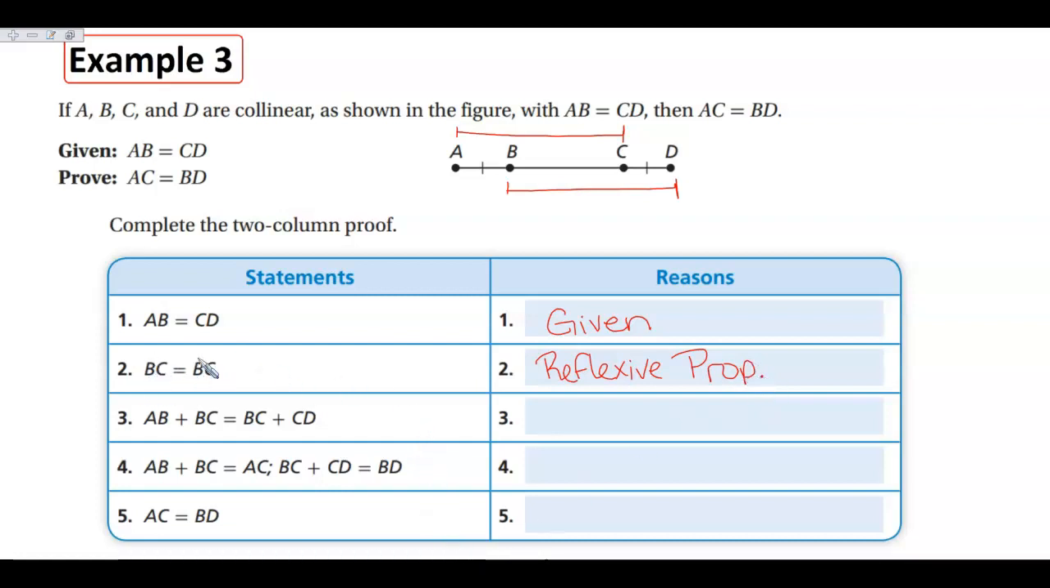Now, if I look at these two steps here, what did I do from this step here to get to this step here? What happened? Okay, what do you notice on both sides that's now there? All right, I added BC to both sides. And I can do that because BC is equal to itself. So I added BC to both sides. So this is my addition property.